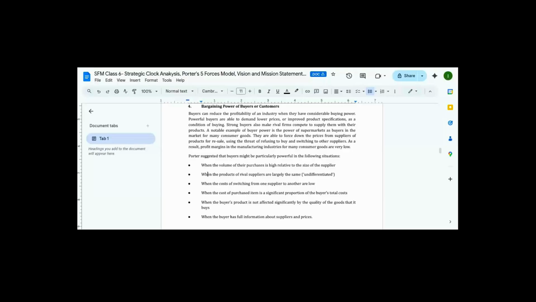It can equally occur when the products of rival suppliers are likely the same. That is when the product you are selling to them is the same as the alternative products in the market introduced by other competitors. So they can switch, leave your product and buy alternative products that offer the same benefits, satisfaction and value for their money.